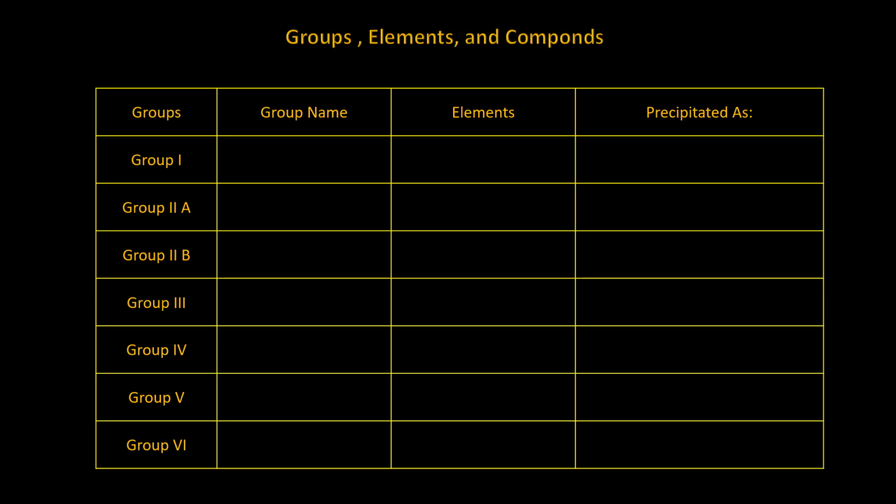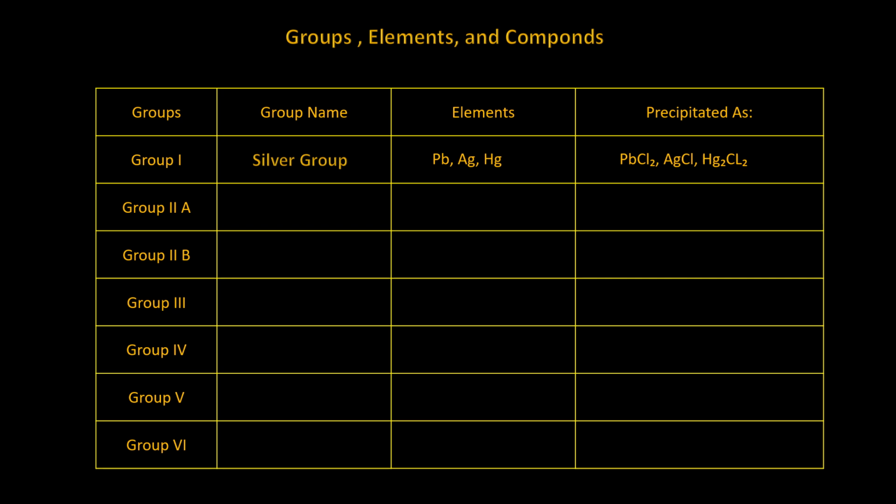The groups and associated elements are as follows. Group 1, the silver group. Its elements include lead, silver, and mercury. These elements are precipitated, or will precipitate, as lead chloride, silver chloride, and mercury chloride. And as such, this group is sometimes referred to as the chloride group.